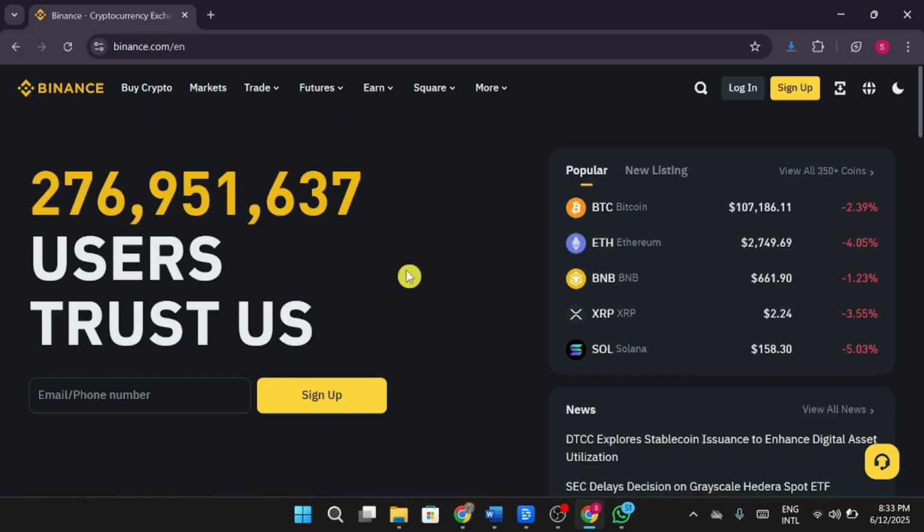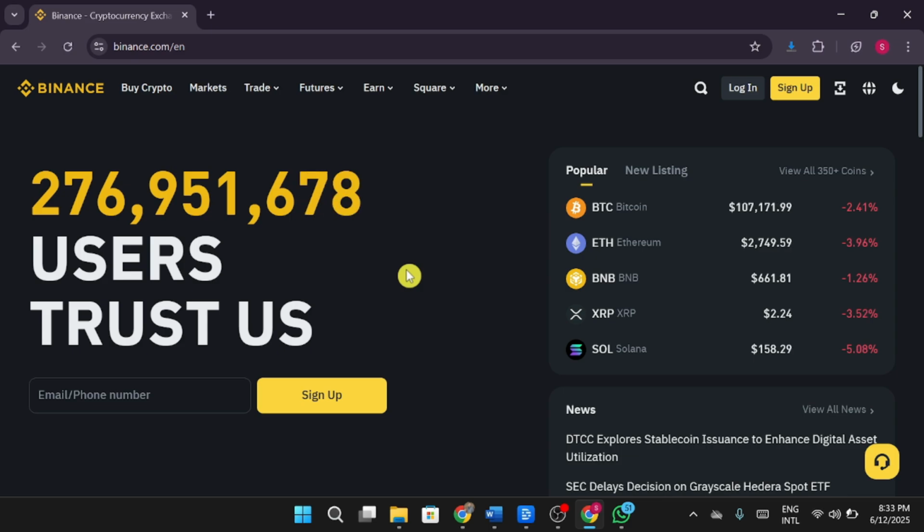Each block contains three key things: the data, a unique code called a hash, and the hash of the previous block, so they're all connected. Once a block is added, it can't be changed without changing every block after it, which makes the entire system super secure and almost impossible to hack.